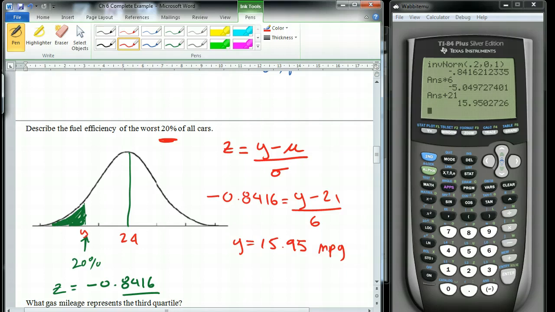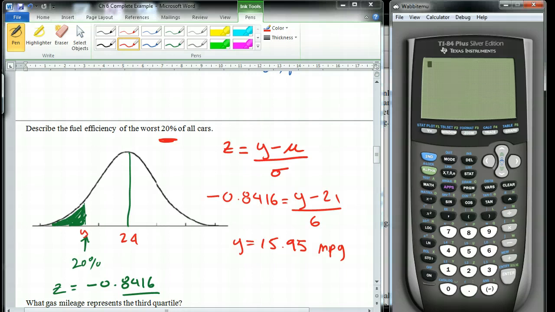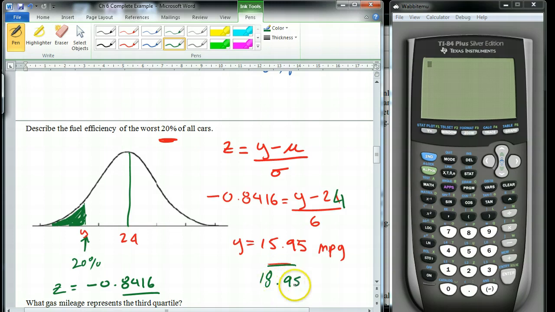I'm going to pause the video and hopefully figure out how to fix this pen. Okay, I don't think I was able to fix anything, and I think my answer is wrong, because this is supposed to be a 24, so we can just add another 3 here, so it should be 18.95. Anyway, let's just move on.